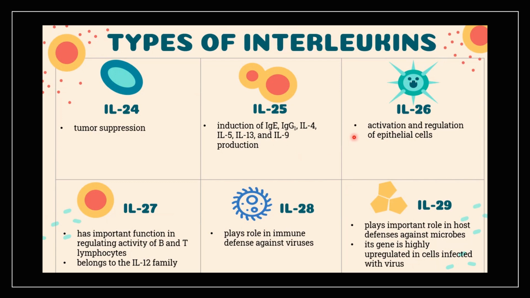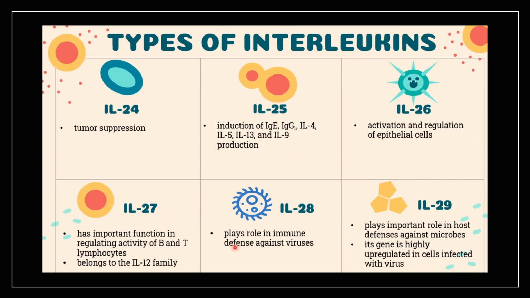Then next is interleukin 26. They are expressed in certain herpes virus transformed T cells, but not in primary stimulated T cells. Their target cells are epithelial cells, which bind heparin. Their major function is activation and regulation of epithelial cells. For interleukin 27, they originate from macrophages and epithelial cells. Their target cells are T cells and NK cells. Their major function is inhibition of T helper 17 cell response through STAT1.